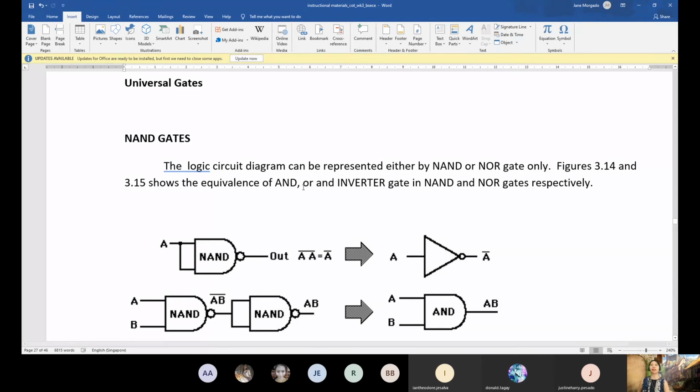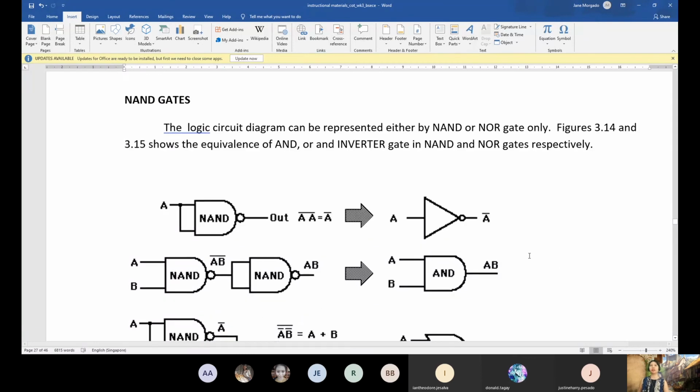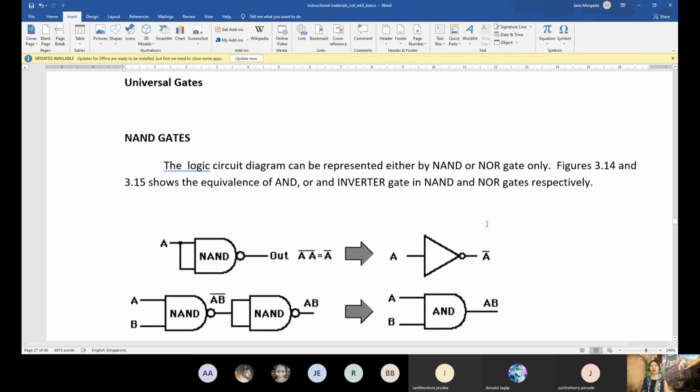Okay. So let's have the next topic, universal gates. So there are two gates that actually fall under the category of universal gates. So we have NAND gate and NOR gate. Can you hear me, class? Can you hear me? Please say yes.